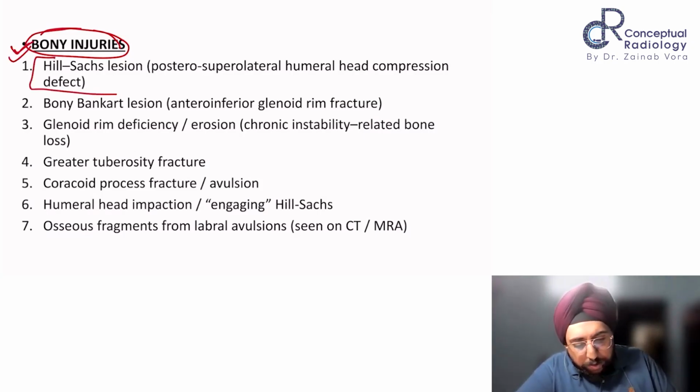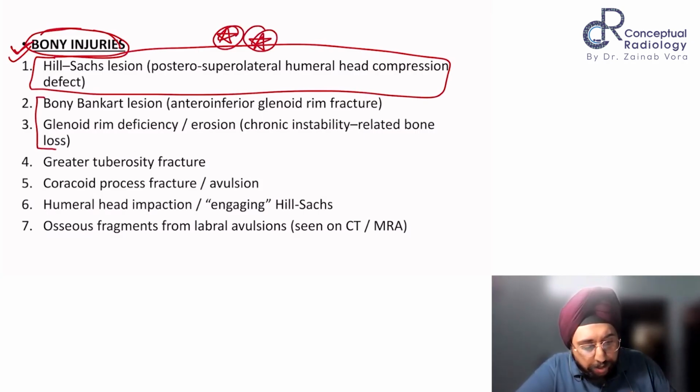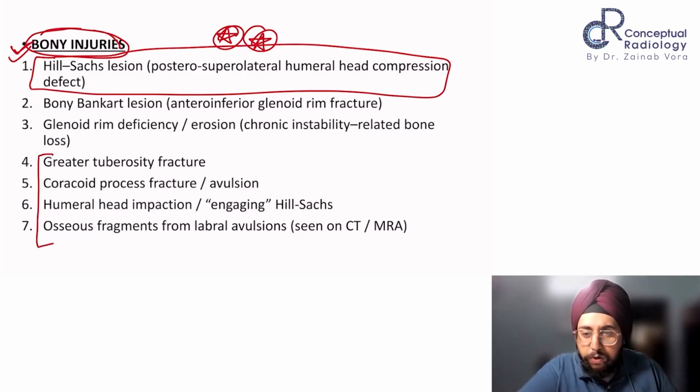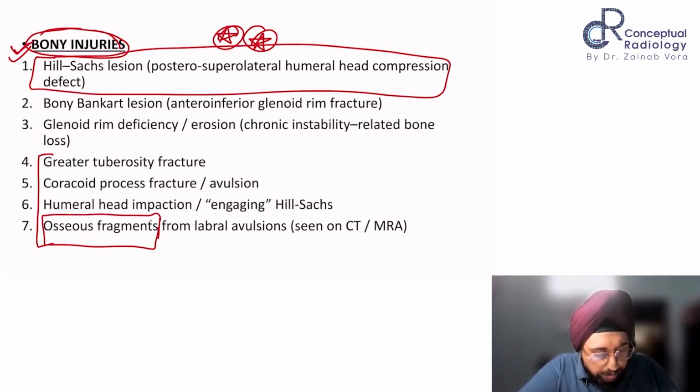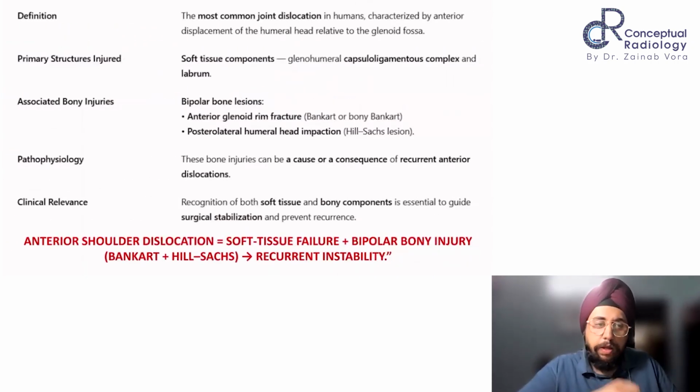The most important and most confusing part is your Hill-Sachs lesion. The bony Bankart and glenoid rim we will discuss with the soft tissue Bankart lesions. And there are some accessory fractures which may be seen, which include your greater tuberosity fracture and coracoid process fracture. Then we have labral avulsions, which can lead to some osseous fragments as well. So we'll start with the Hill-Sachs lesion.